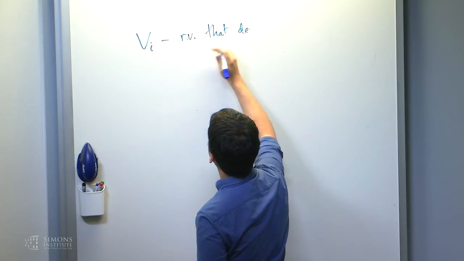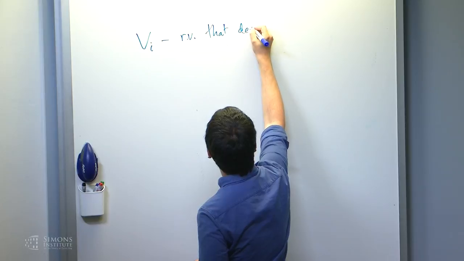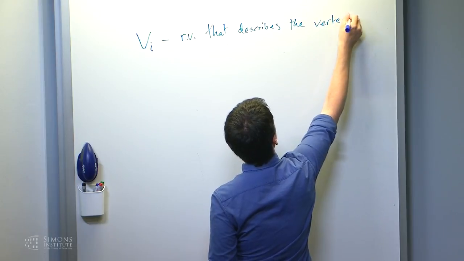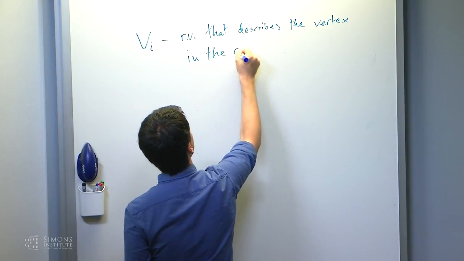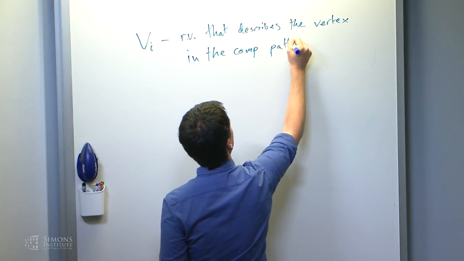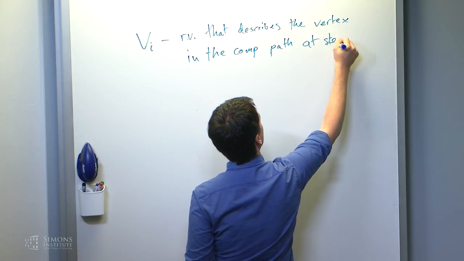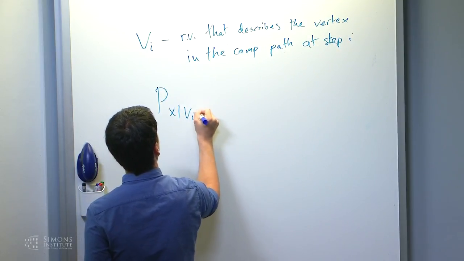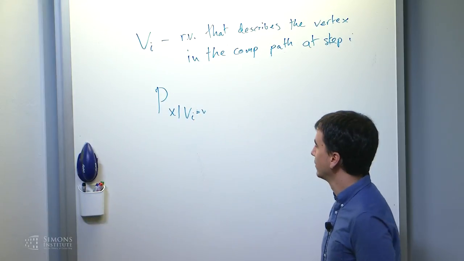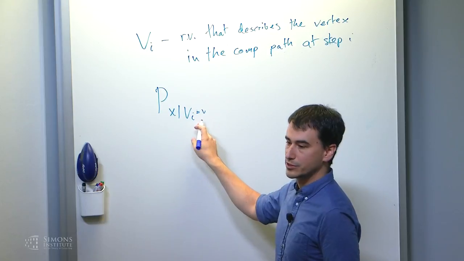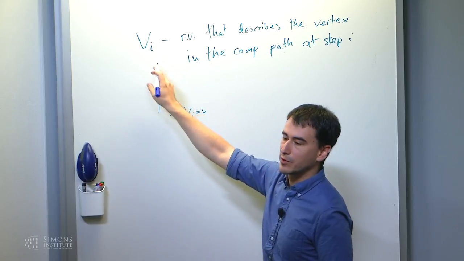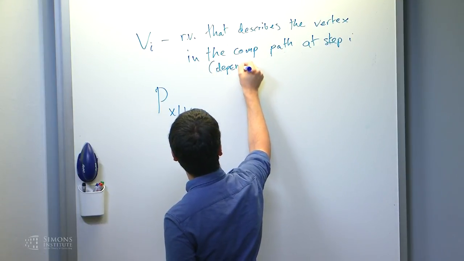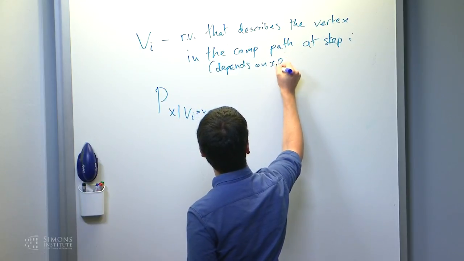Okay. So this is a random variable that describes the vertex in the computation path, step i. We strictly looked at the conditional probability on x conditioned on reaching a specific vertex, but recall that this random variable also depends on the samples. It depends on x and a1 up to ai.